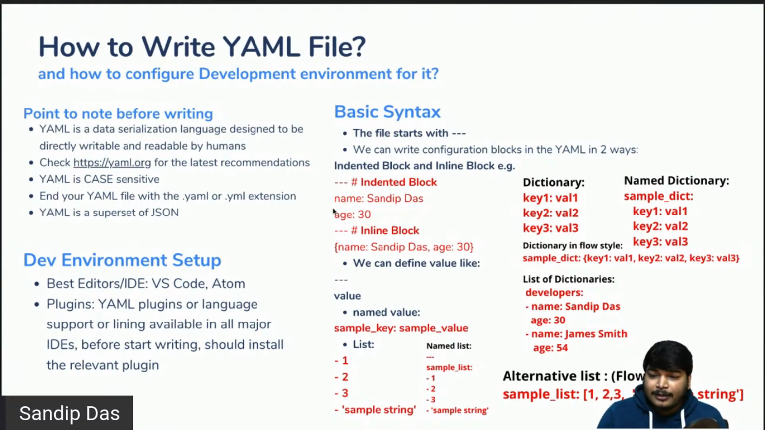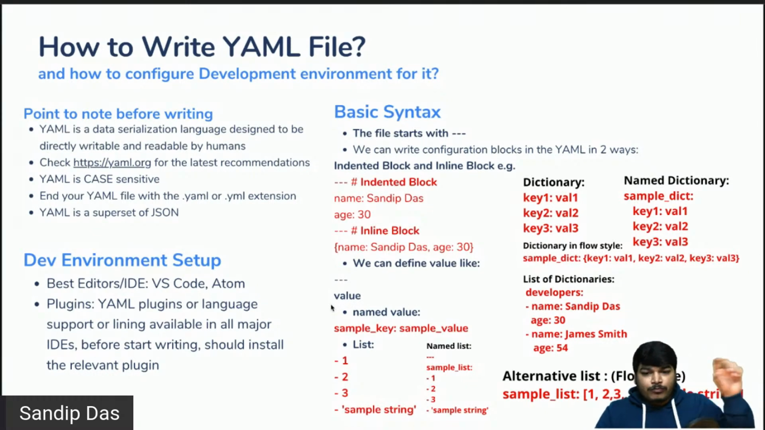Okay, and then we come to value assigning. You can simply put a single value, a single list of items, or a single object. You can also give a named value, like a sample key, whatever the key name is, say name or age. Then in the value section, say my age is 30, so I'll give 30. My name is Sandip Das, so I'll give my name as Sandip Das. And suppose you want to have a list or array of items, say you have four laptops, of different models and all.